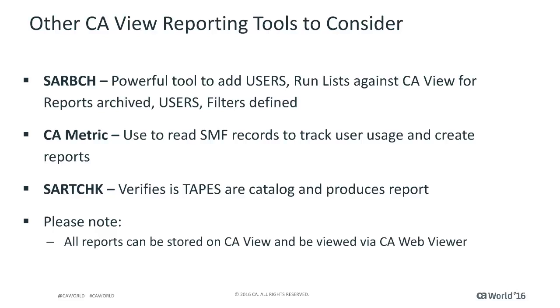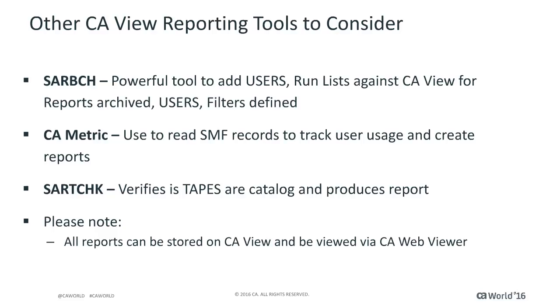Remember, take a look at our SMF record tracking tool called CA Metrics. It creates reports. Use it, leverage it, use it as a breadcrumb to find out what's going on in CA View, what the users are looking at, what they are printing, also what's not being used. And we also have other tools out there. For example, we have a tool that will check and validate if all your CA View tapes are cataloged, and we'll produce a report on that, and we'll store that out on the View database. So take advantage of all these tools that we created for CA View.